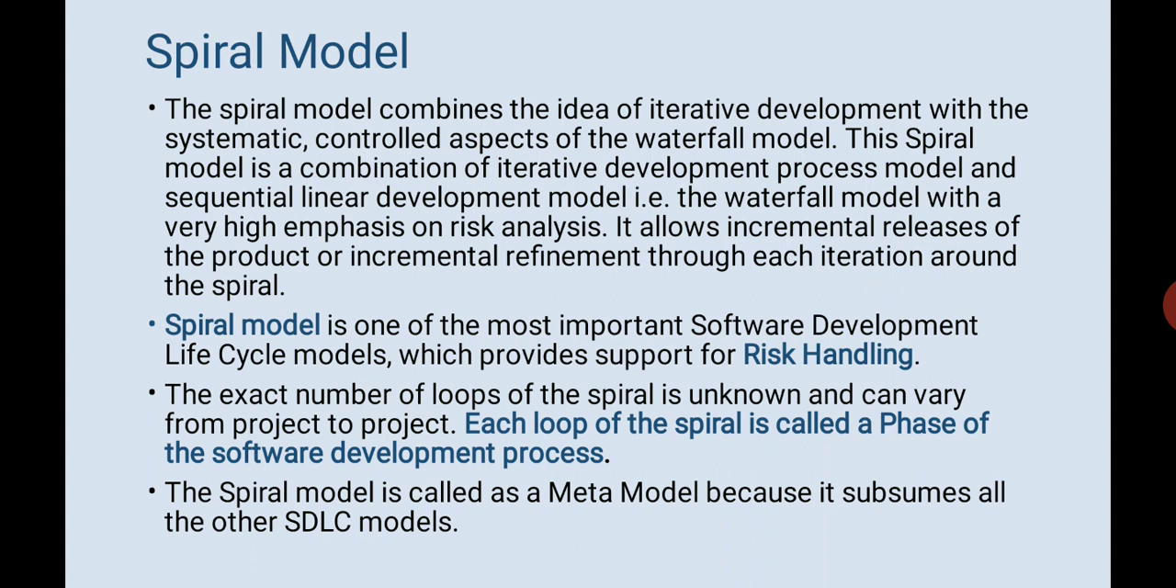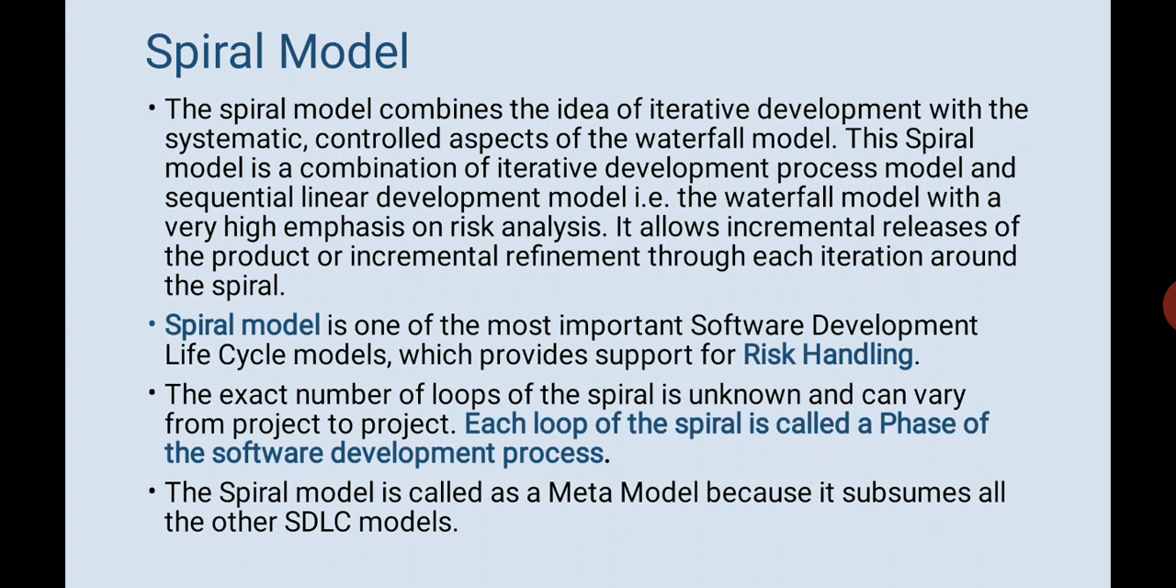The spiral model is one of the most important software development lifecycle models, which provides support for risk handling. This is very true also in our daily sense. We really like things which can take risk. If for any system we put in our cost and our effort, we buy something, and the system is not prepared to handle the risk, then it becomes such trouble for the customer. So risk handling has to be accommodated, and the spiral model looks into this. So it's a very positive aspect of the spiral model.